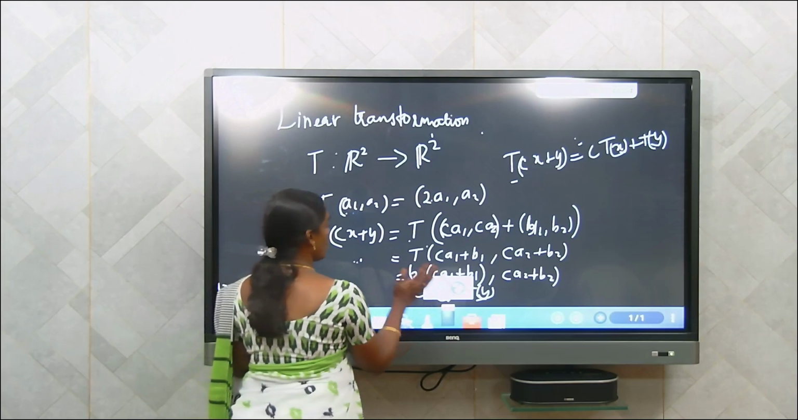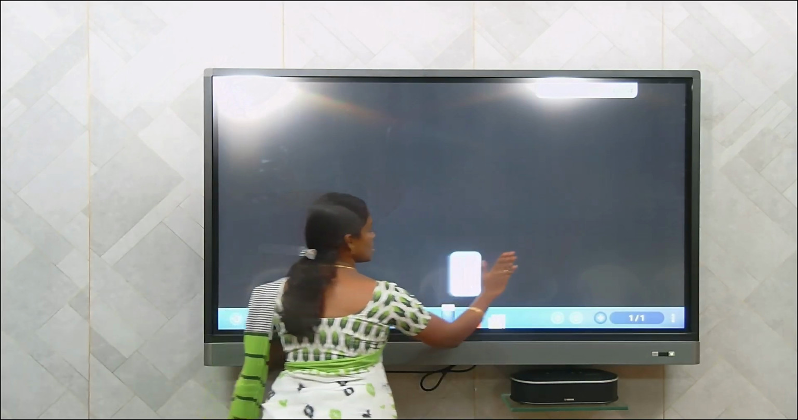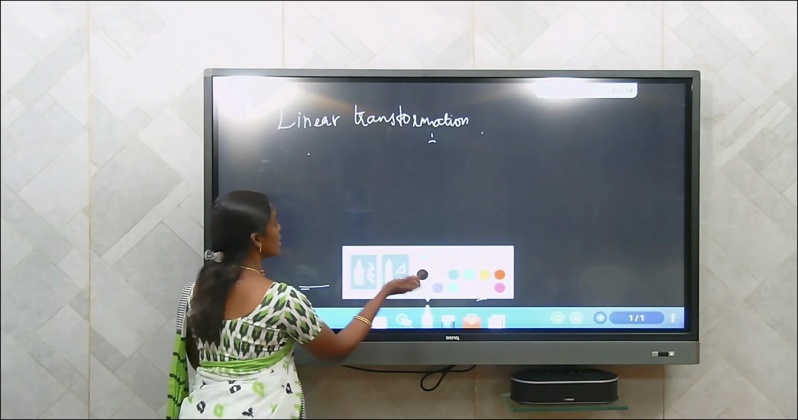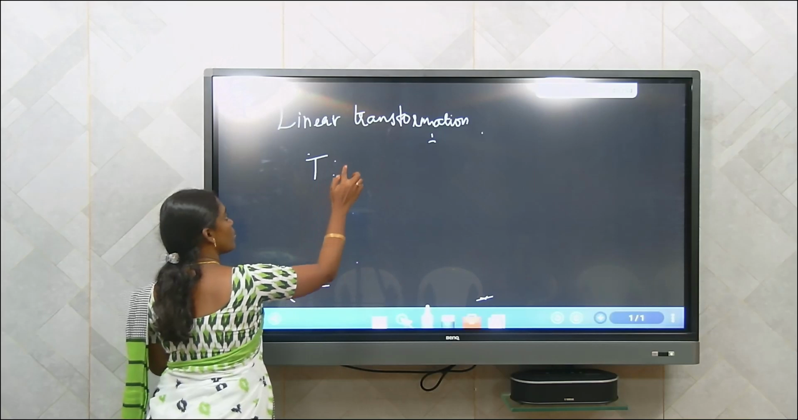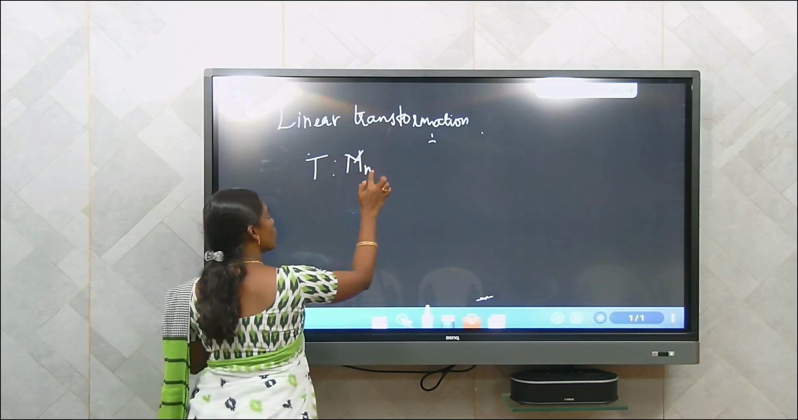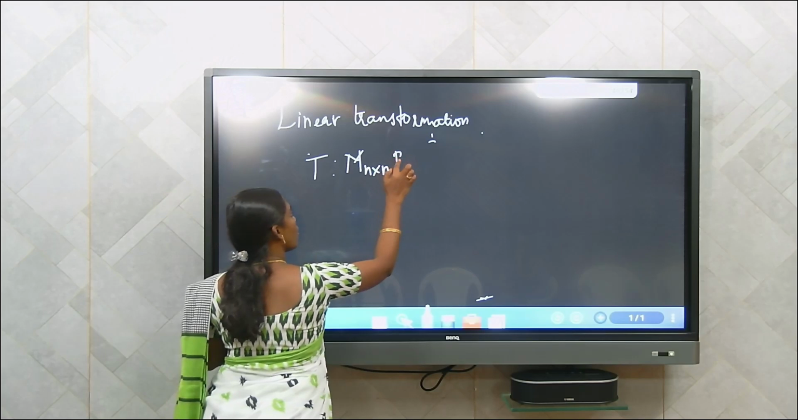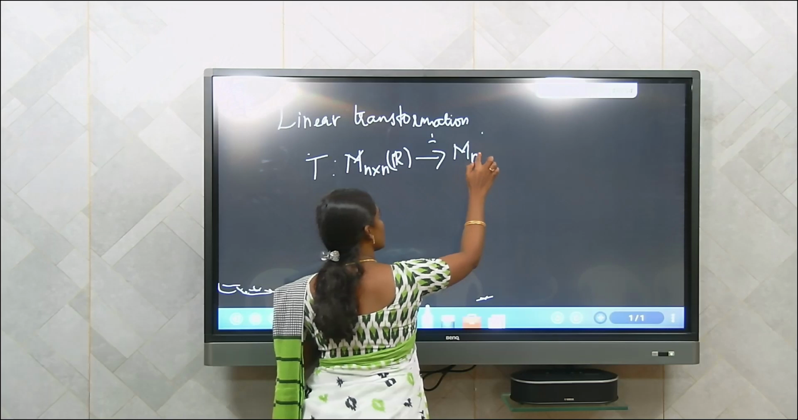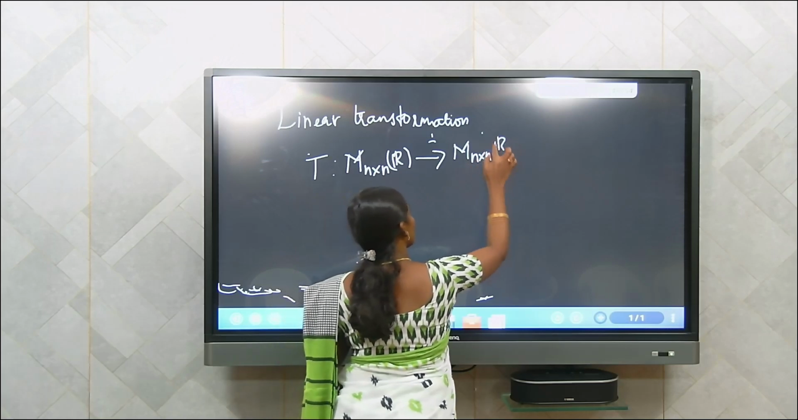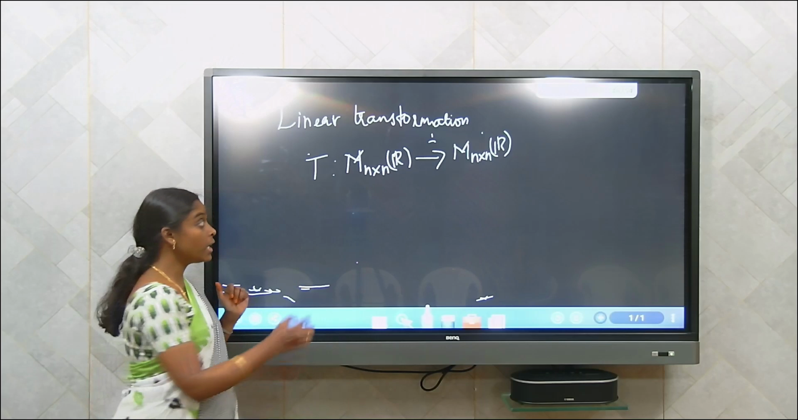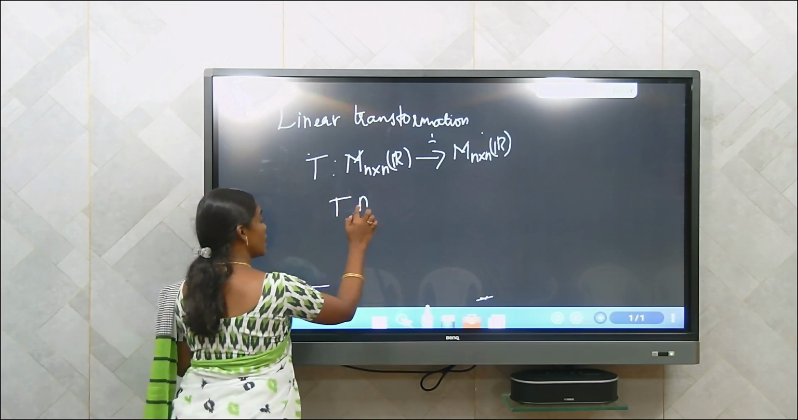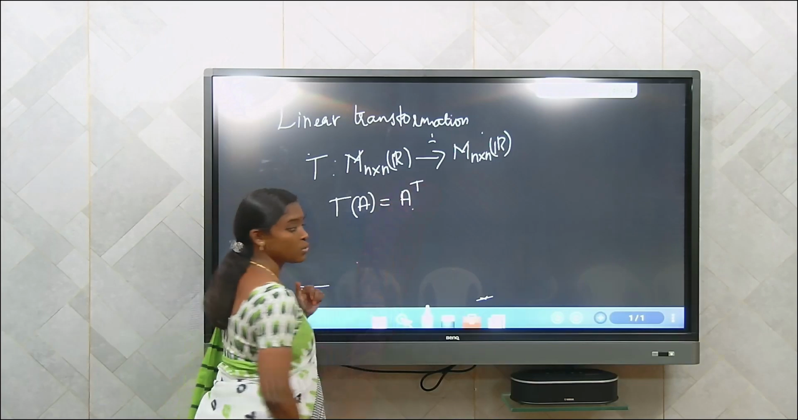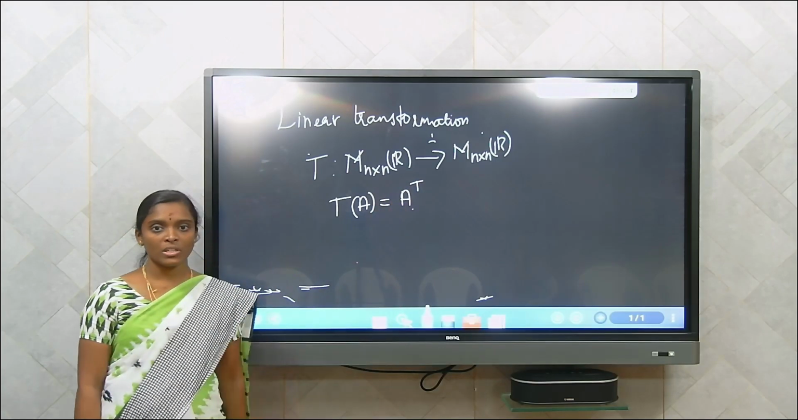So let me go for another example which definitely satisfies the conditions of a linear transformation. One such definition is T, a transformation from the set of all matrices of order n by n over the real number set to the same vector space. Here I am defining the transformation as T of A maps every matrix to A transpose. So here we can check whether the given transformation is linear or not.